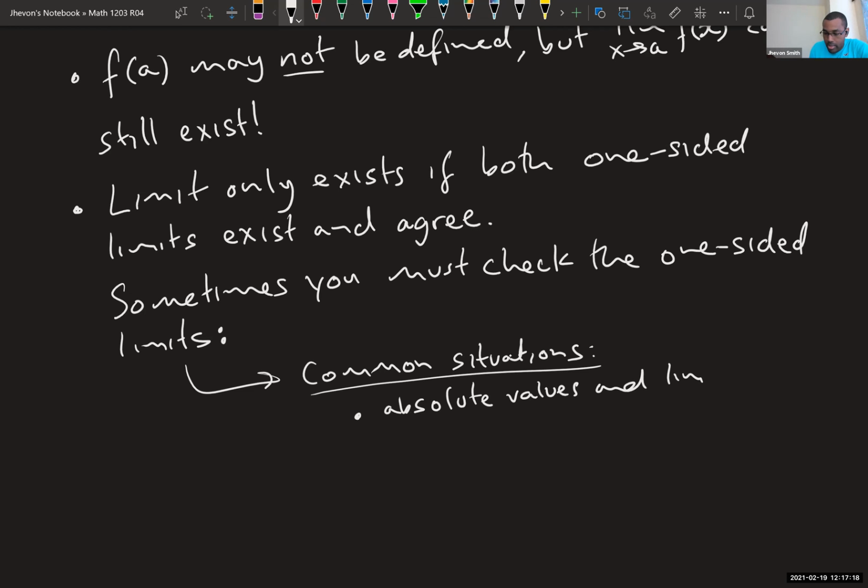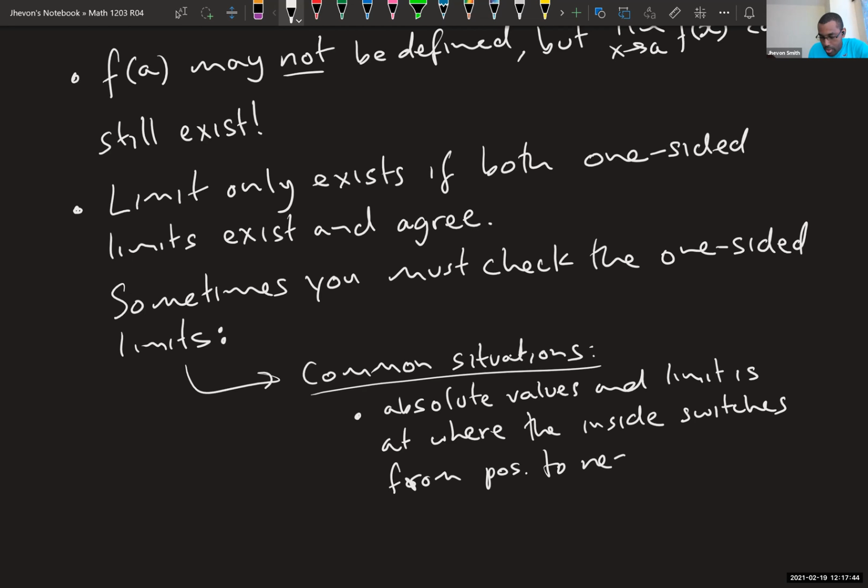And limit is at where they switch from positive to negative. Where the inside, the absolute value is never going to switch from positive to negative. Where the inside switches from positive to negative. You definitely want to look at one side at a time.